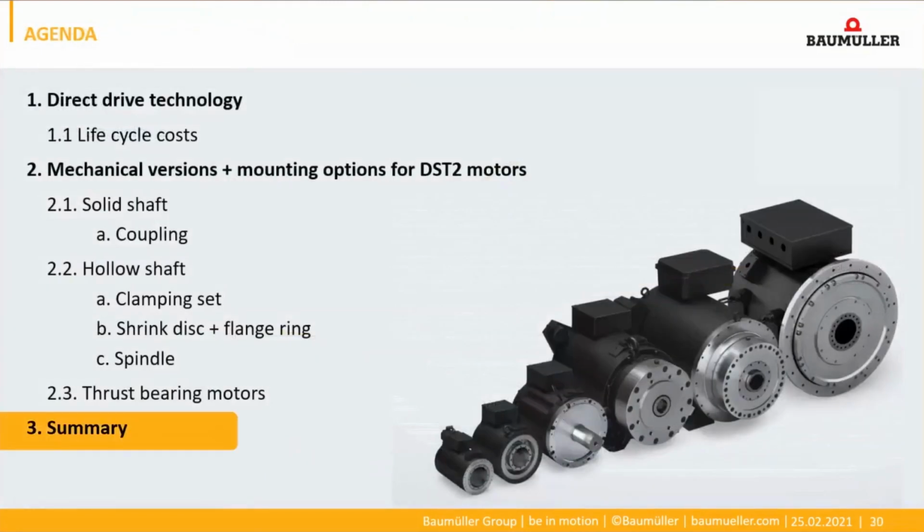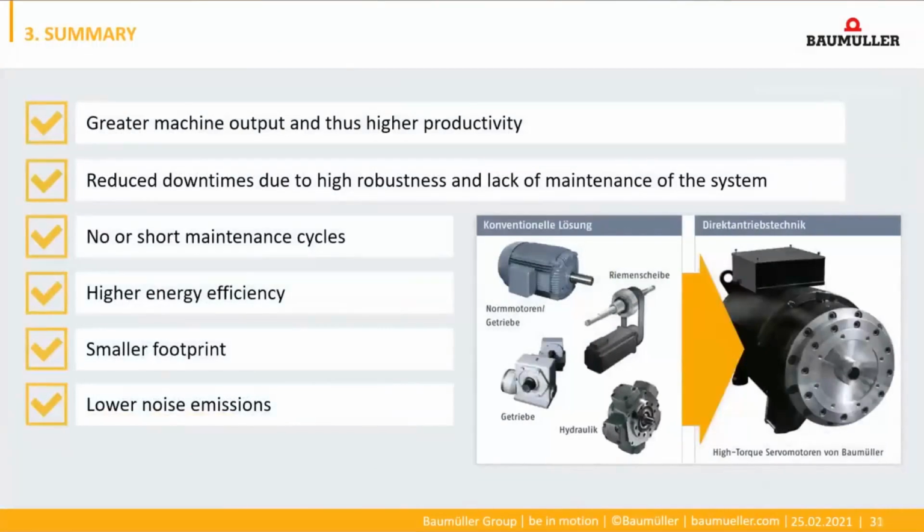Okay, then let's come to the summary of today's webinar. We have a greater machine output and thus higher productivity. Reduced downtimes due to high robustness and lack of maintenance of the system. No or short maintenance cycles. This means we do not have to maintain gearboxes. And of course, this is also a point which can be multiplied in the life cycle costs.